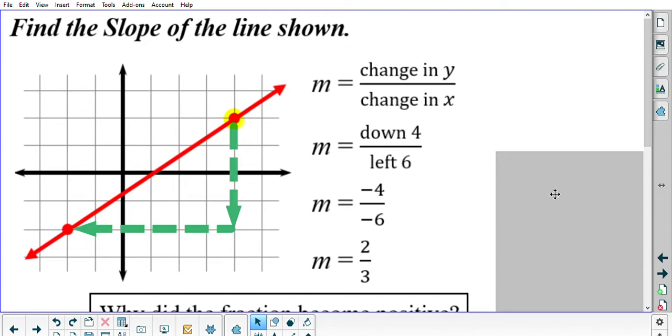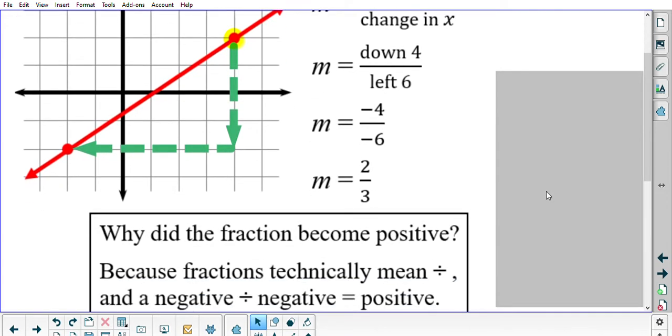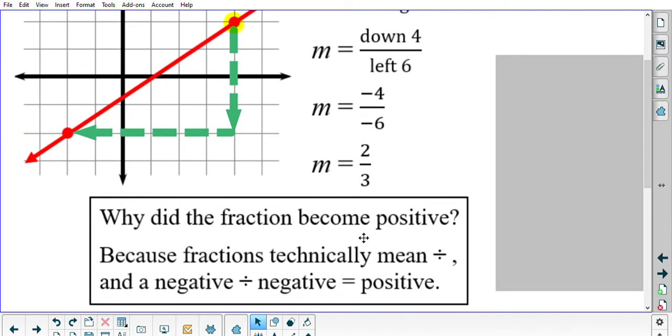Now, how did it all of a sudden become positive? I explained this to you in this little information box underneath. Why did the fraction become positive? Because fractions technically mean division, and we've learned about that earlier this year. The fraction bar actually means dividing. We don't normally always think of it as division, but that's technically what it means. And we learned that a negative divided by a negative will equal a positive. So anytime you have a fraction where the numerator and denominator are both negatives, that will simplify to a positive, because a negative divided by a negative is a positive.